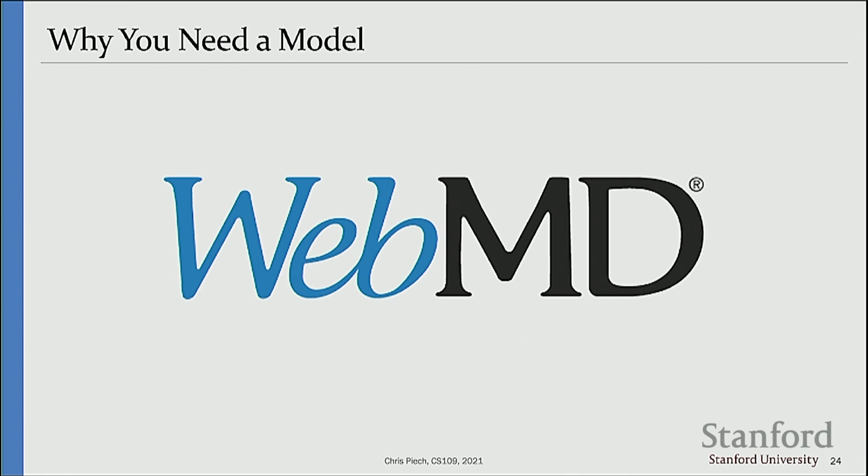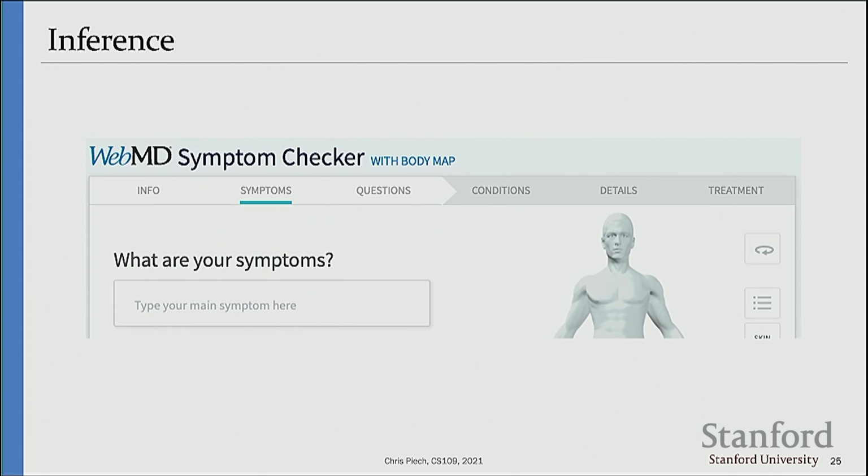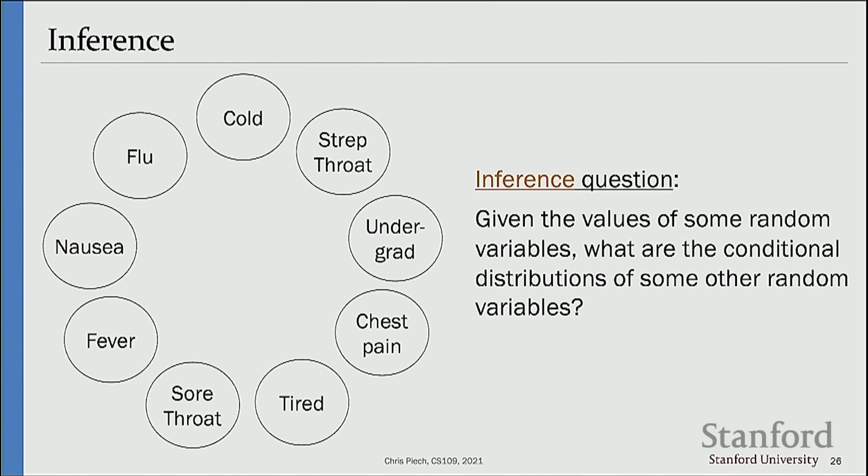But let's go back to our motivating example. Our motivating example, when we first started talking about probabilistic models, is WebMD. And as you recall, WebMD has this symptom checker. In the symptom checker, you can list your symptoms, and then it tells you your probability of having different diseases.